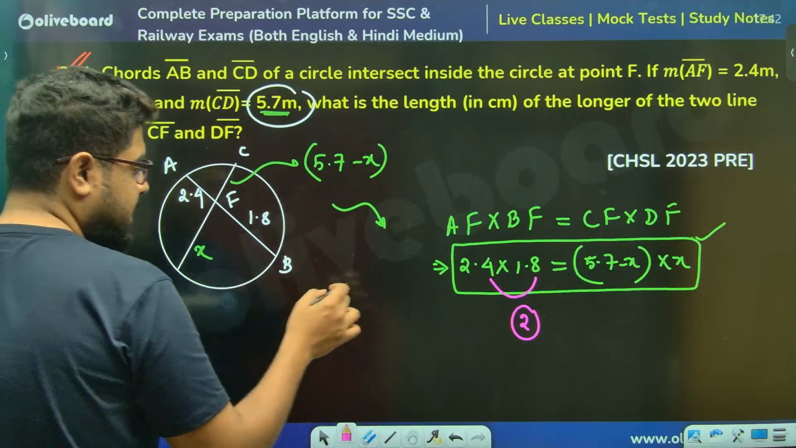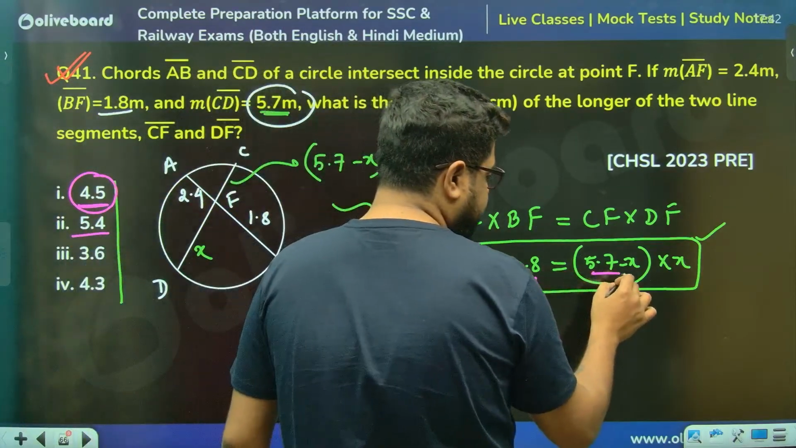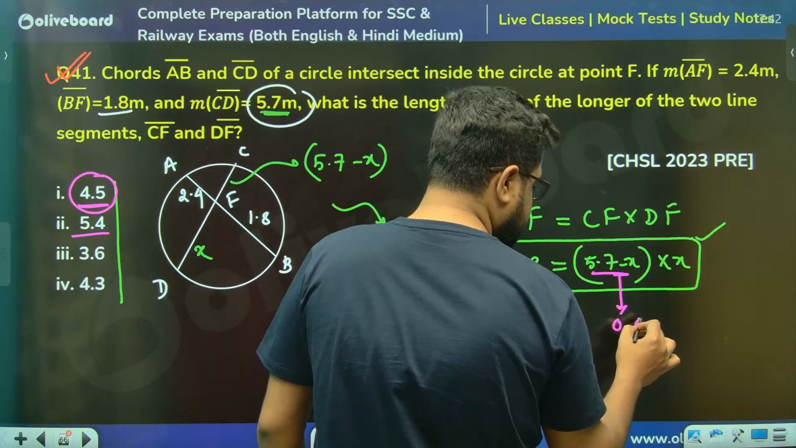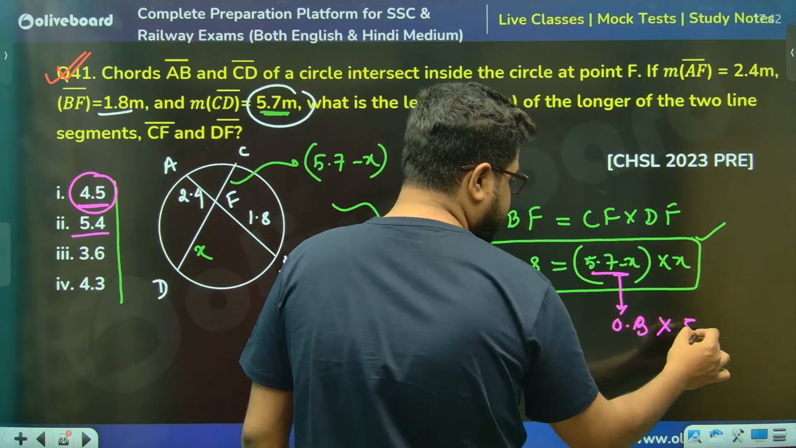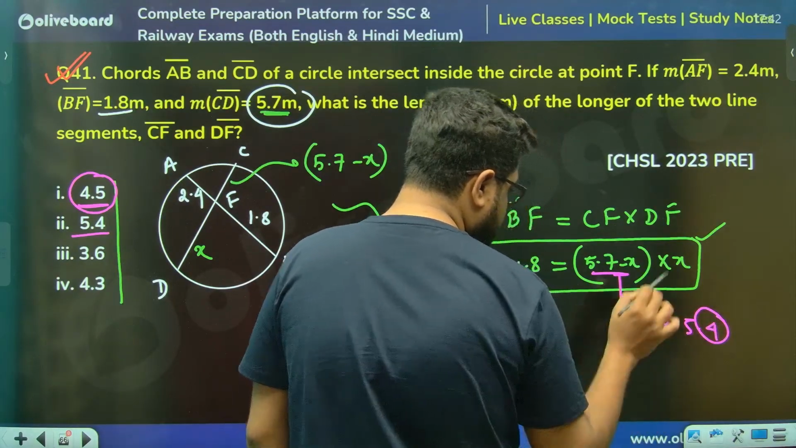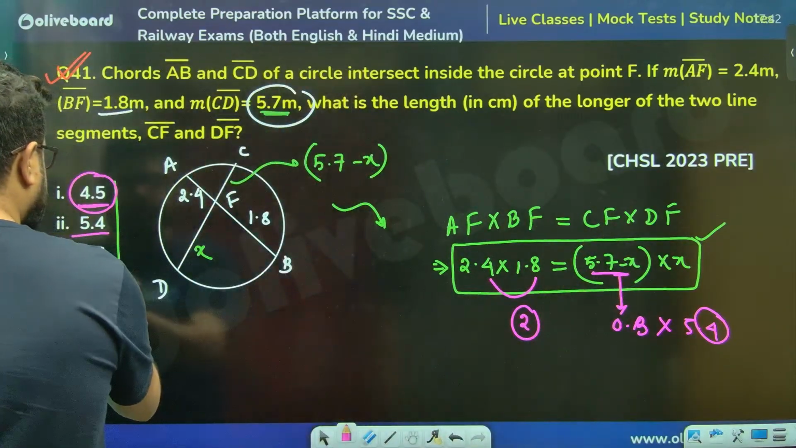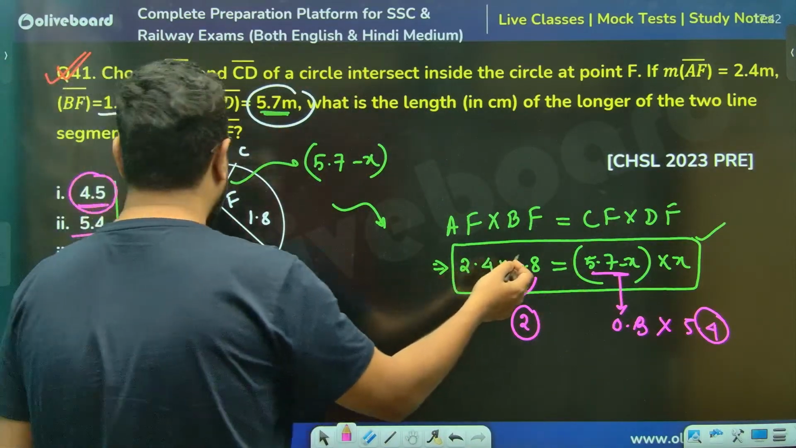5.4, let's see. If I take 5.4, this will be, sir, 0.3 into 5.4. Yes sir, it is coming as 2. There is a strong chance this is my answer. Let's check the others so that I'll be confirmed, sir.